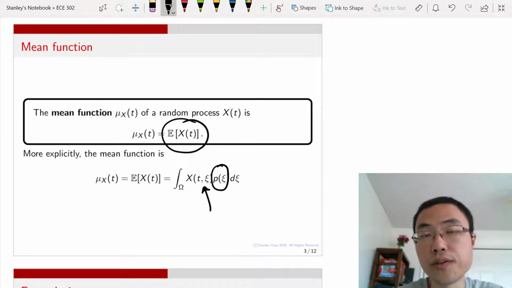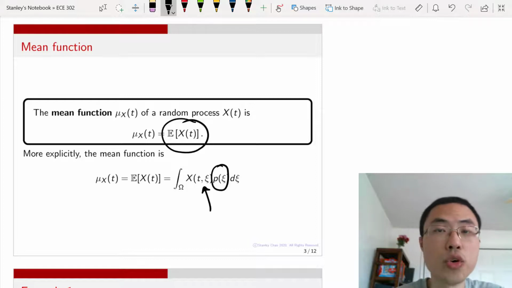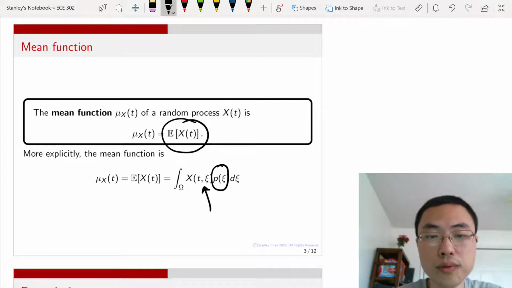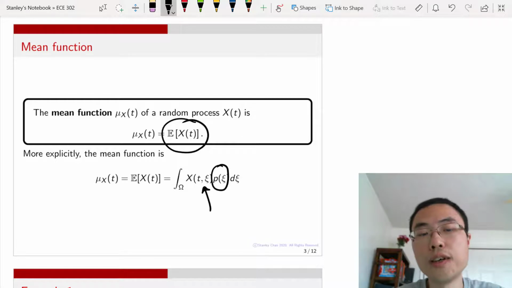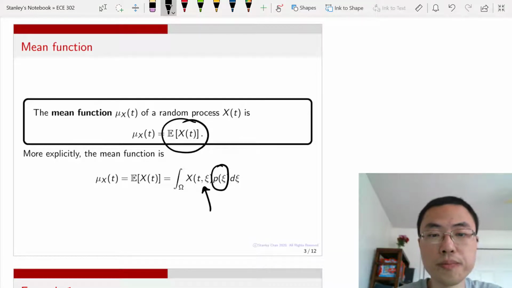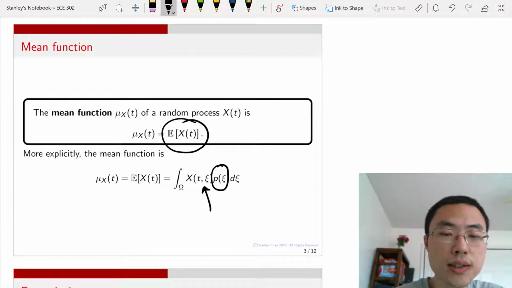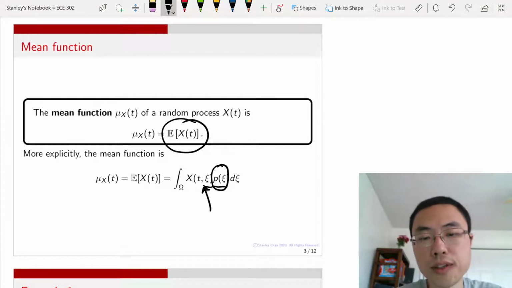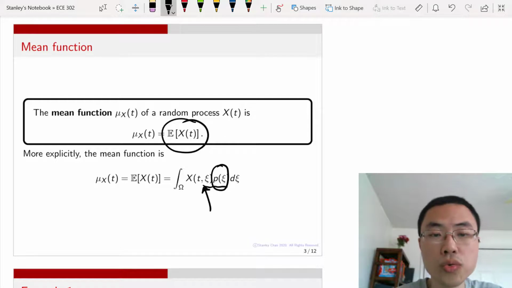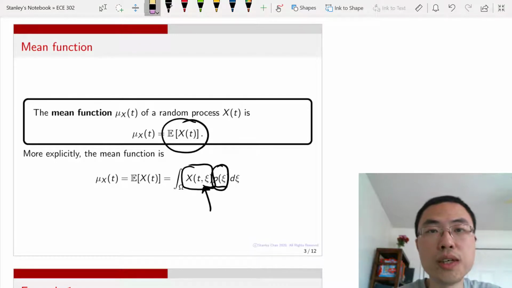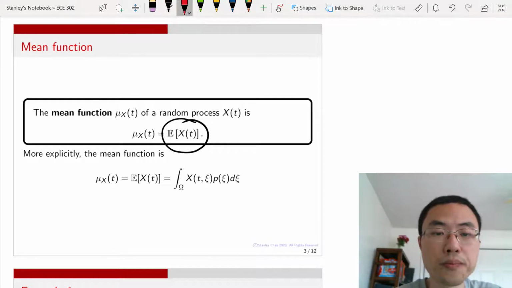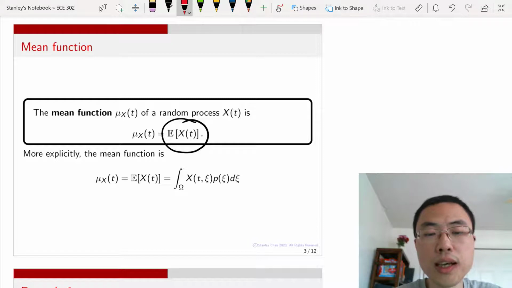This can be a density function if it is a continuous random variable. You can also have a summation instead of the integration if it is a discrete random variable. So when you look at this psi, you have this PDF of psi. To compute the expectation, you multiply this function with the PDF, and you integrate. That will give you the expectation over psi.